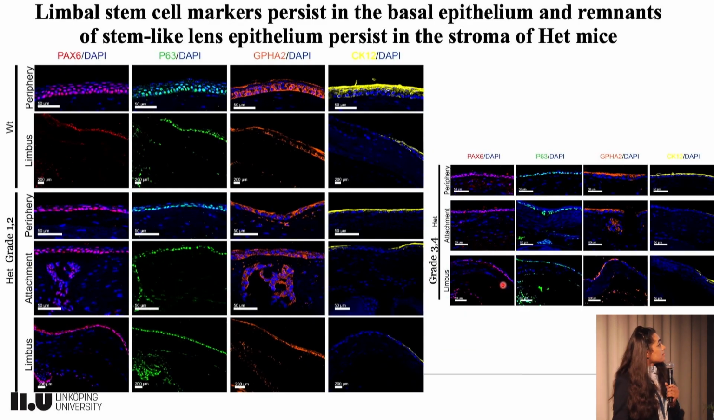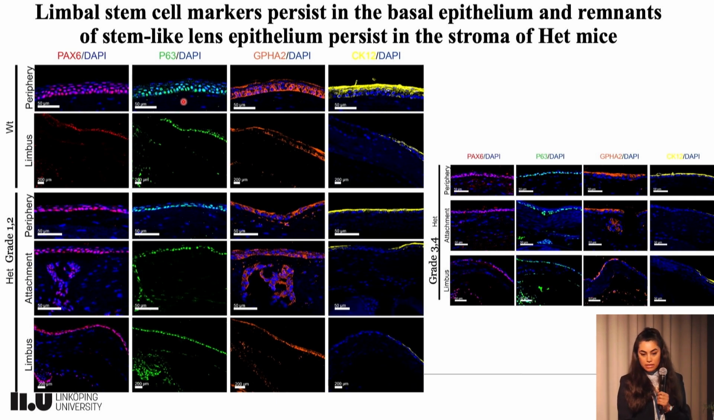And at the last, as you all know, the emergence of AAK coincides with the progression of limbal stem cell deficiency. So we decided to investigate the distribution and location of the limbal stem cells in wild type mice and in het mice with grade 1 and 2, and also in het mice with grade 3 and 4 to be able to compare them. The first two rows belong to the wild type, and the rest are the het. Here we have the het mice with grade 1 and 2, and here we have the het mice with grade 3 and 4.